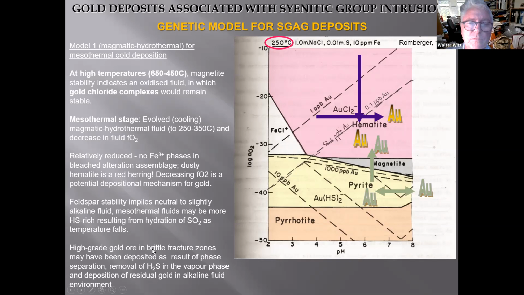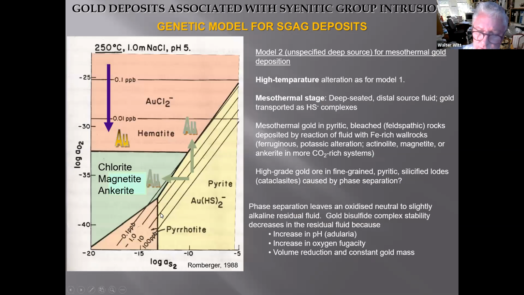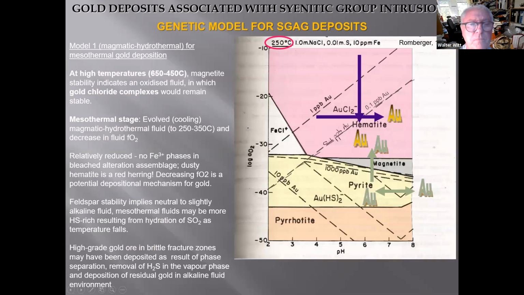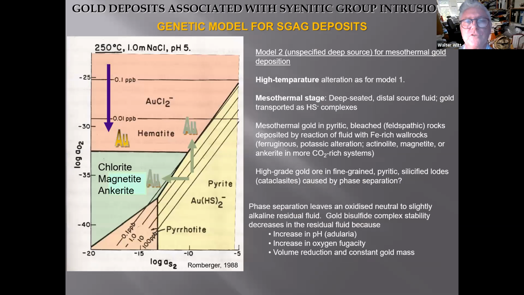And then the high-grade gold ore in the brittle fracture zones may have been deposited by boiling or phase separation, and thus removal of H2S from the vapor phase, deposition of gold in the residual alkaline fluid. So the alternative model is this one here, which incorporates an unspecified deep source for the mesothermal gold mineralization.